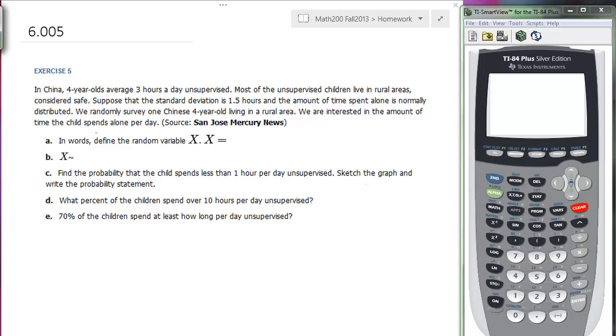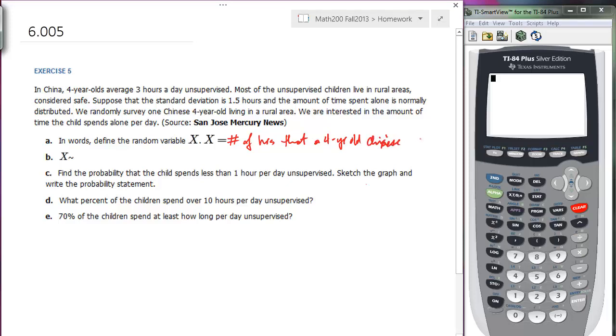We are interested in the amount of time the child spends alone per day. In words, define the random variable x. So it looks like x is going to be the number of hours that a 4-year-old Chinese child spends unsupervised.